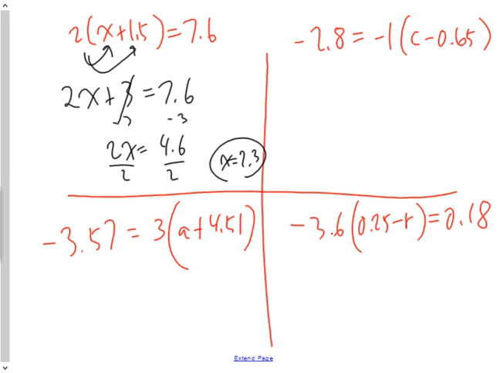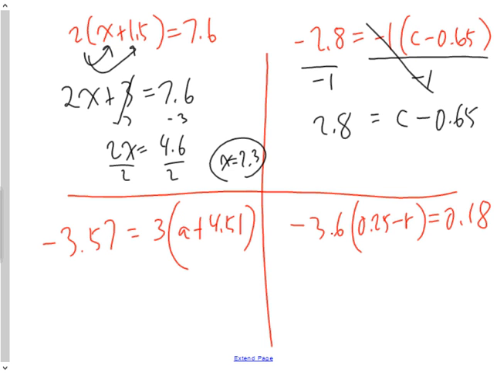That's utilizing expansion. I'm going to do division first here. I'm going to divide both sides by -1. One group of this is then equal to a positive 2.8. I'm going to add 65 cents to both sides, or 65 hundredths, excuse me. And C will equal 3.45.